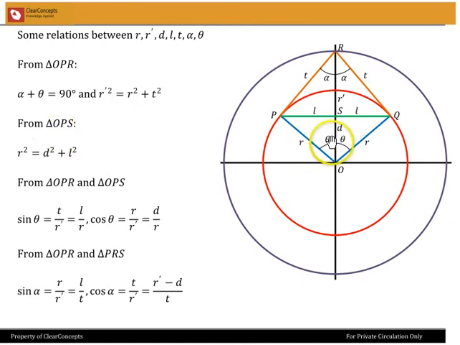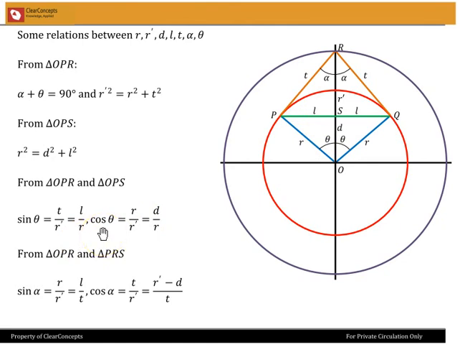Similarly, triangle OPS is also a right angle triangle, and so we can use Pythagoras' theorem there as well and get r squared is equal to d squared plus l squared. Using trigonometry in the various triangles, from triangle OPR and triangle OPS, we can see that sine theta is opposite by hypotenuse. So for triangle OPR, that would be t divided by r dash. For triangle OPS, that would be l divided by r. So that is our sine theta.